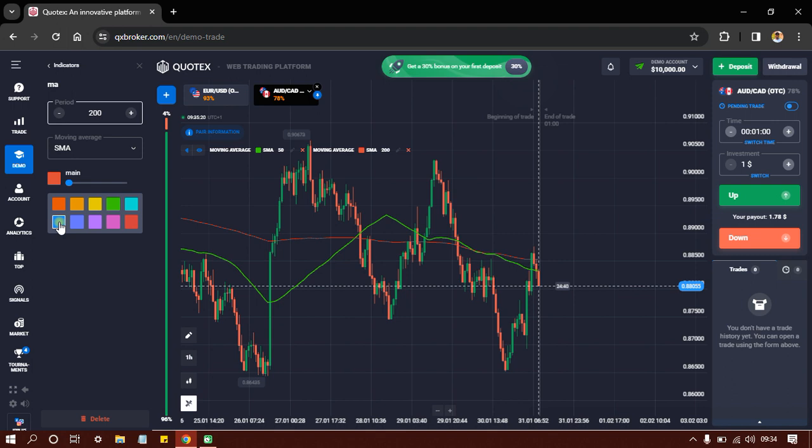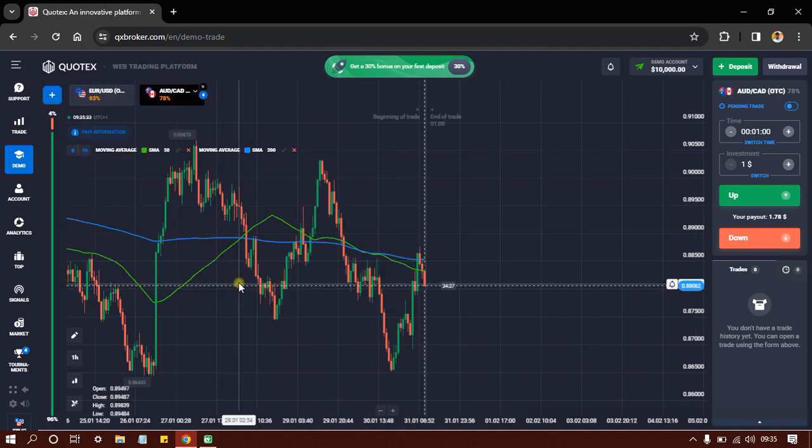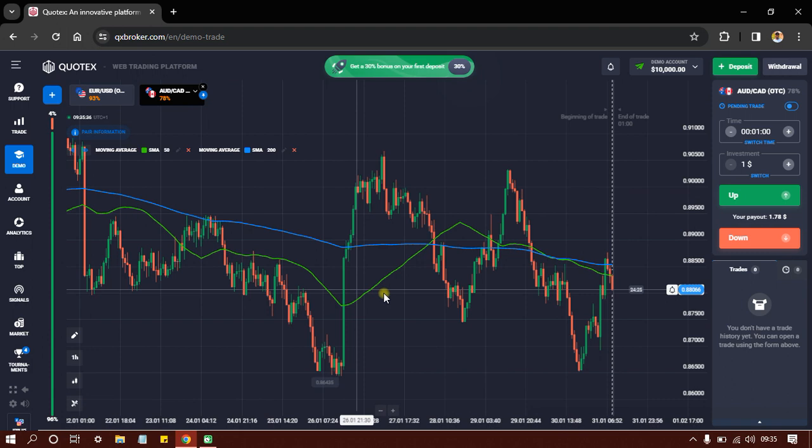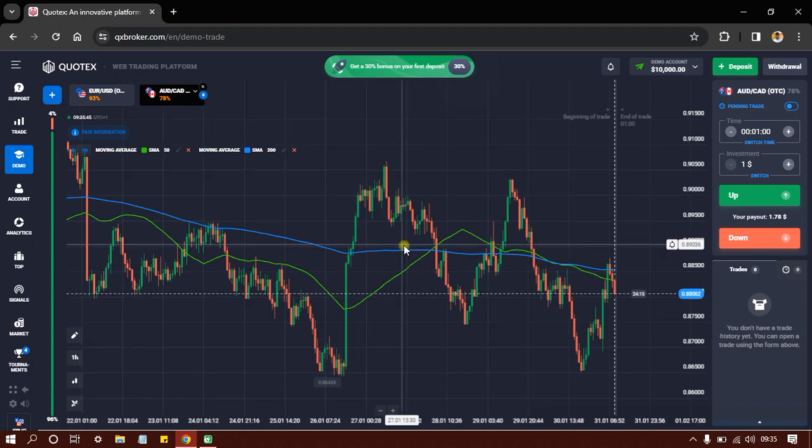Changing it to a blue, you can increase the thickness also, and that is just how to set the 50 moving average and the 200 moving average. You can see both of them looking very clean on my charts. You can see the green line represents the 50 moving average and the blue line represents the 200 moving average.